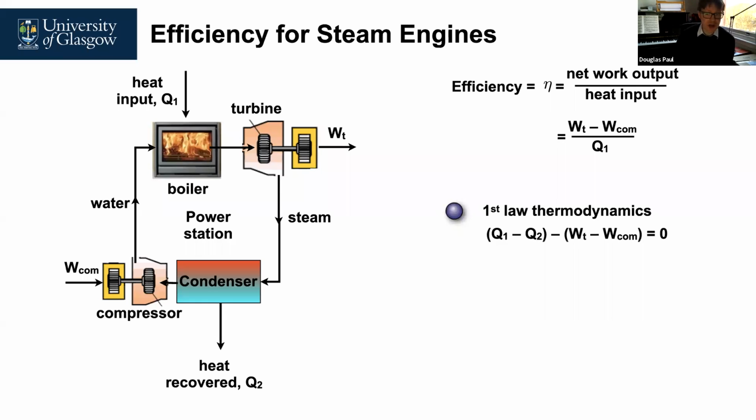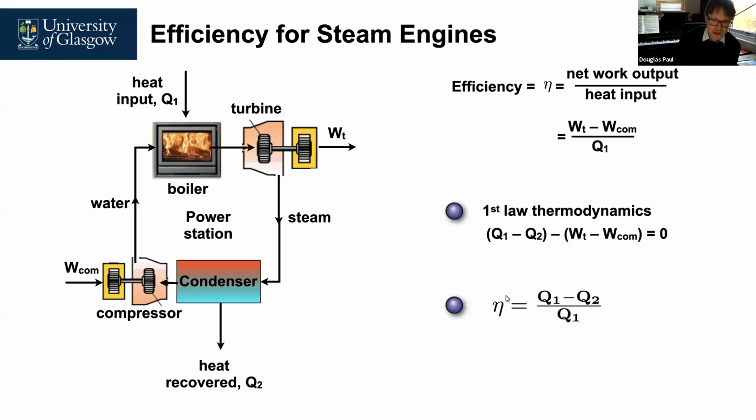Now, if we look at the first law of thermodynamics, that was dQ minus dW equals 0. Well, for this cycle, dQ is going to be Q1 minus Q2. For dW, that's going to be WT minus WCOM, and that equals 0. But what this does allow us to do is, up here, we can move WT minus WCOM onto the other side of the equation, so that WT minus WCOM equals Q1 minus Q2. And so we can substitute up here to have Q1 minus Q2.